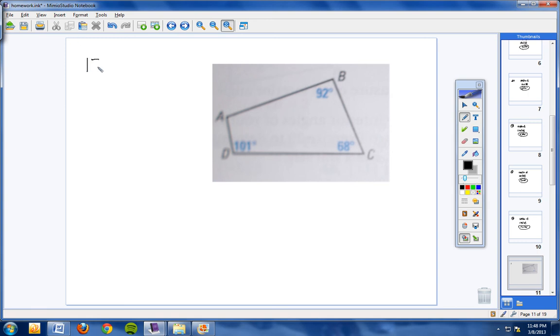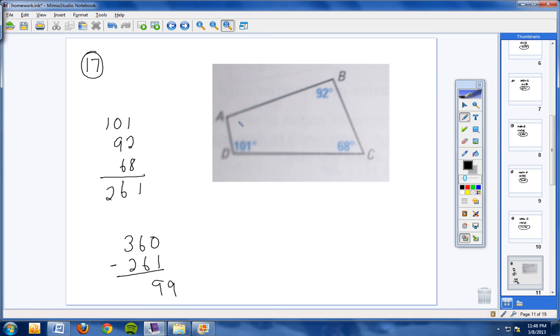All right, moving on to number 17. They want us to find the missing angle. Now, we should know by now that a 4-sided polygon has interior angles adding up to 360. So 101 plus 92 plus 68 is 261. If all 4 angles are supposed to add up to 360, then I'm going to take 360 minus 261, and the answer should be 99 degrees.